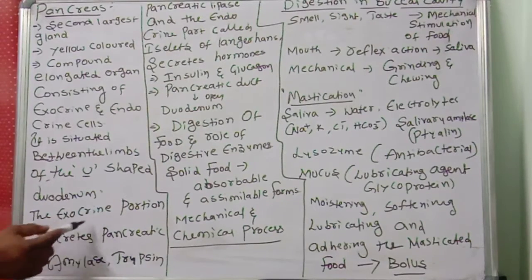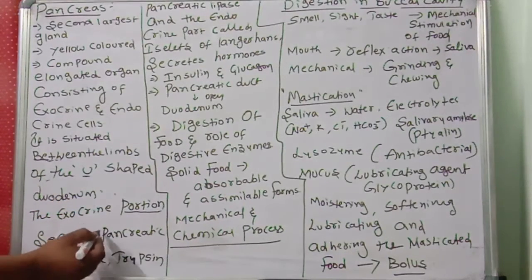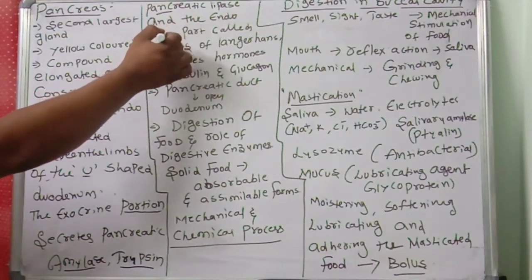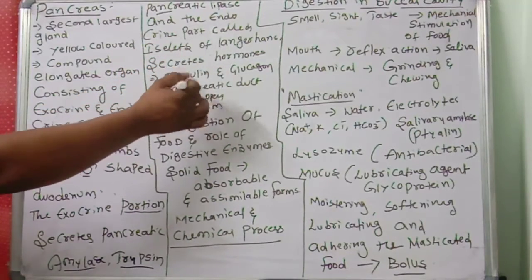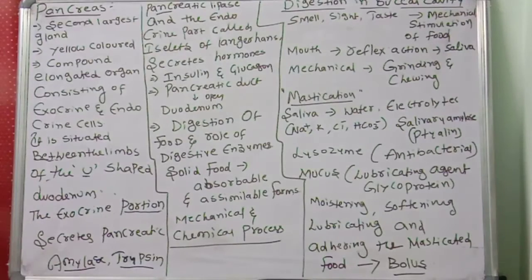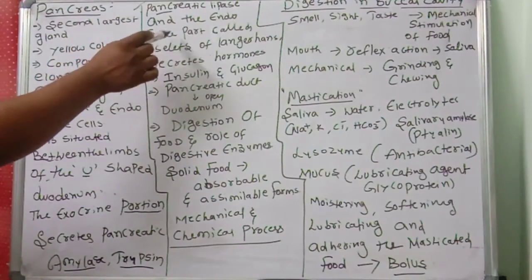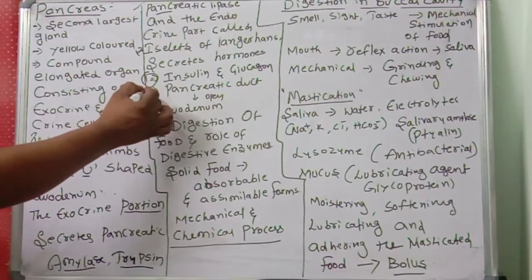The exocrine portion of the pancreas secretes pancreatic amylase, trypsin, and pancreatic lipase, and the endocrine part, the islets of Langerhans, secretes the hormones insulin and glucagon. Insulin and glucagon, once again. It is situated between the limbs of the U-shaped duodenum.